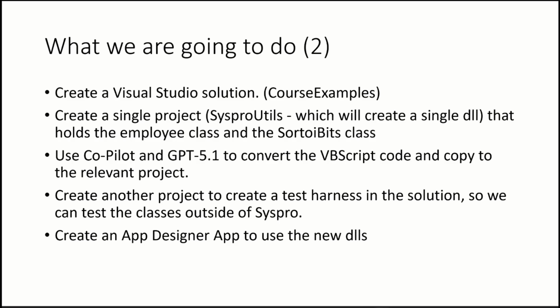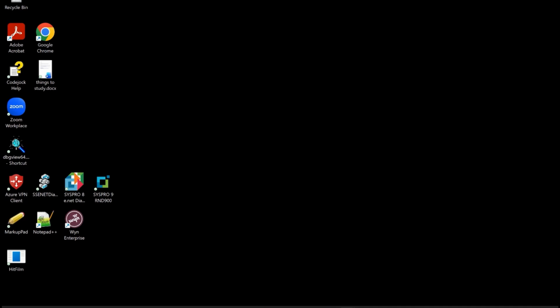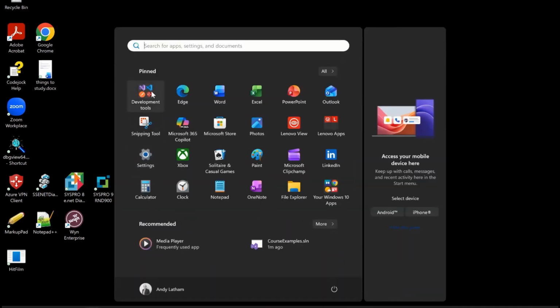And then finally, what we're going to be doing is creating an app that's going to use the new DLL. So let's have a quick look at the structure of our solution. We're going to create course example. We will have a project called Syspro Utils, and then we'll have a number of classes, person, sortoi bits, and I've added a log file one in there as well if time permits and it doesn't drag the course on too long. And then we will create a test harness. So let's get on with demonstrating that to you, and hopefully we'll get it all working. The first thing we need to do is load Visual Studio. So let's get on with that.